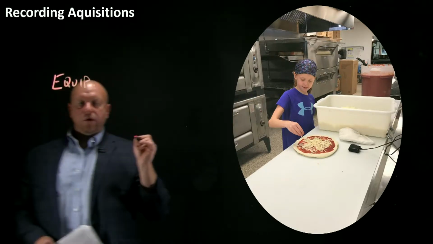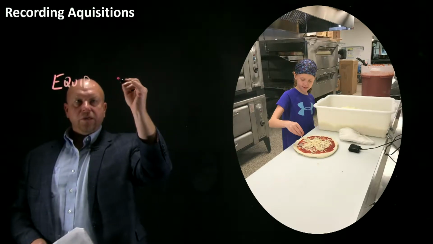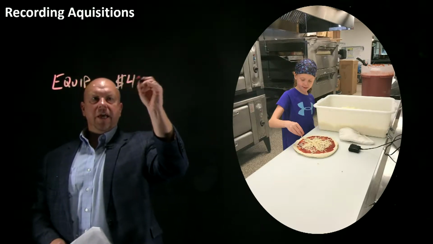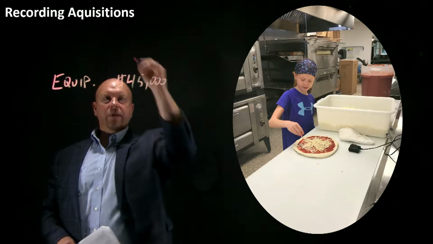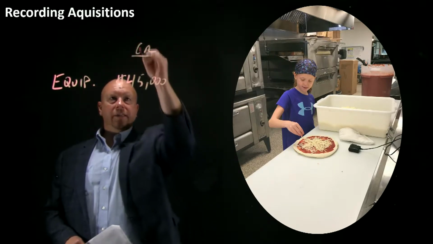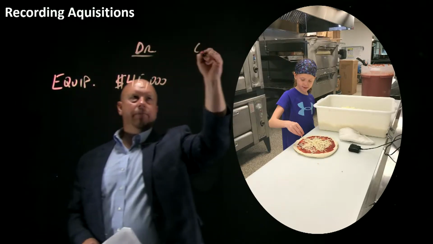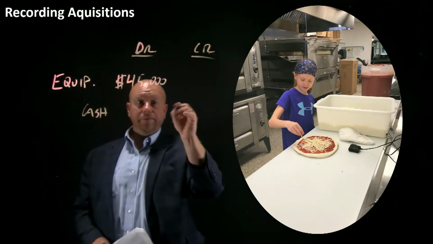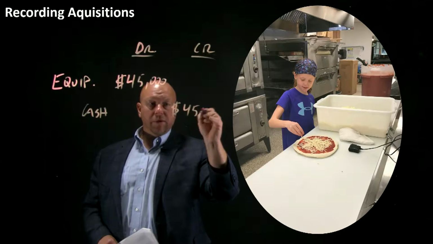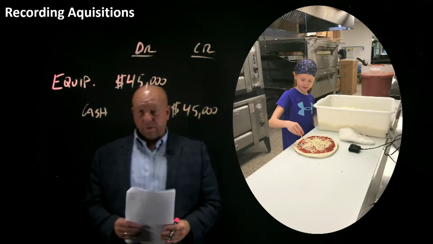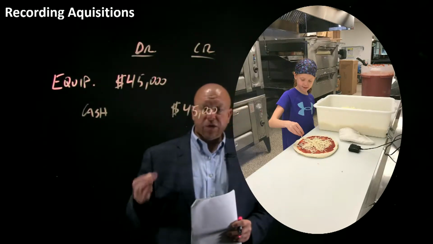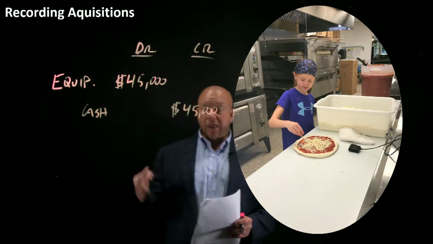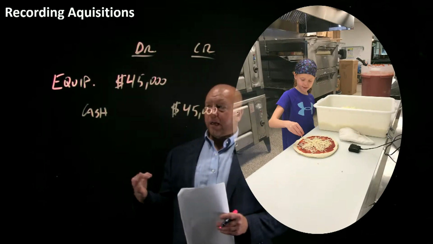We might have an account called equipment or kitchen equipment or something like that, but we're going to make a debit entry to a long-term asset account. How about if I label that as a debit? And assuming we paid cash for this oven, cash goes down with a credit entry. And it's just that simple. Recording the initial cost of a long-term asset is typically not a very complicated endeavor.